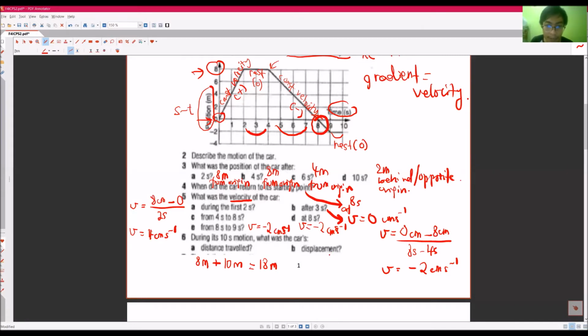How about the displacement? The displacement is where we compare to the initial position here, which is origin, and then the final position here. And then we see that it's -2. So final minus initial, -2 minus 0. So actually it's -2 meters. Okay, next.